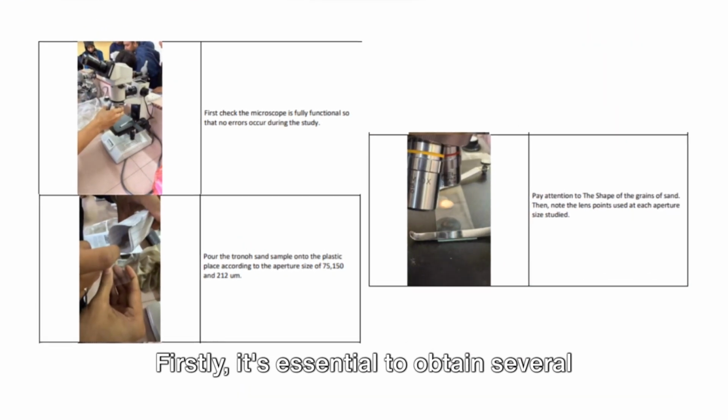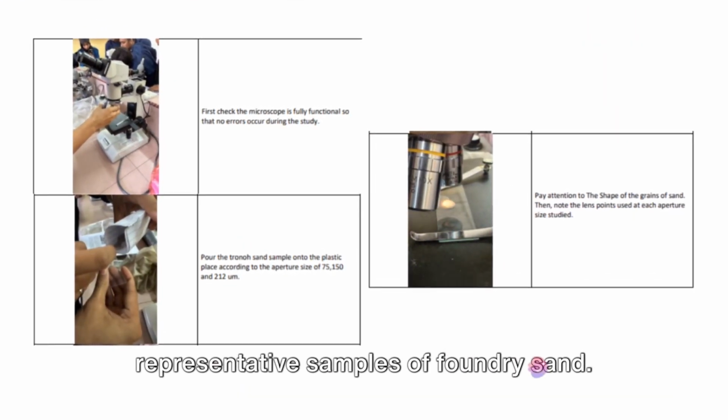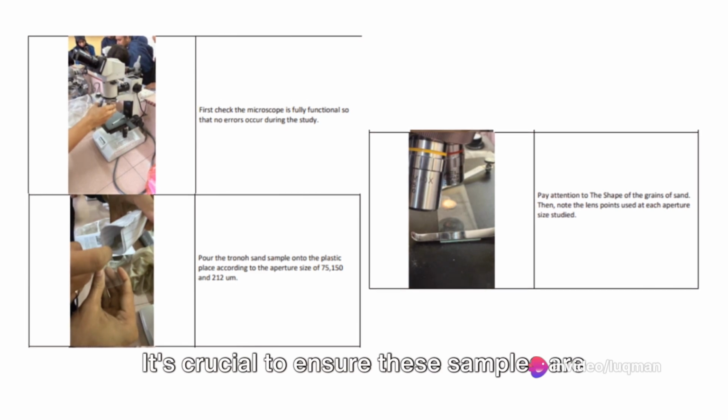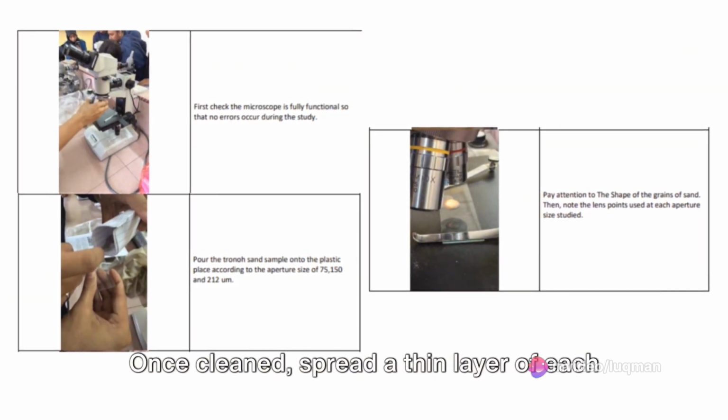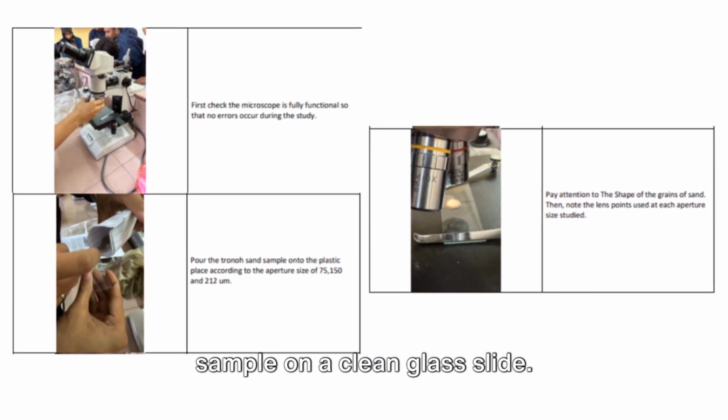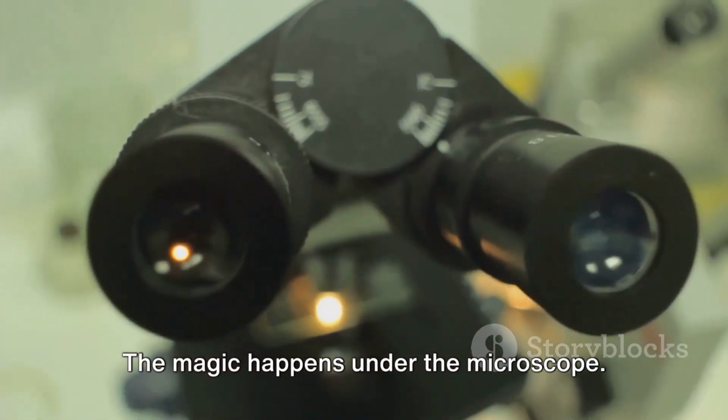Firstly, it's essential to obtain several representative samples of foundry sand. It's crucial to ensure these samples are clean, free from any debris or impurities. Once cleaned, spread a thin layer of each sample on a clean glass slide. The magic happens under the microscope.